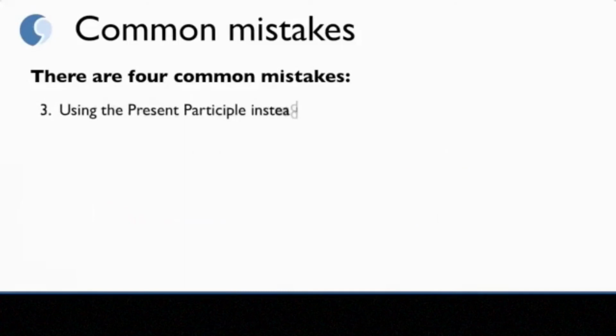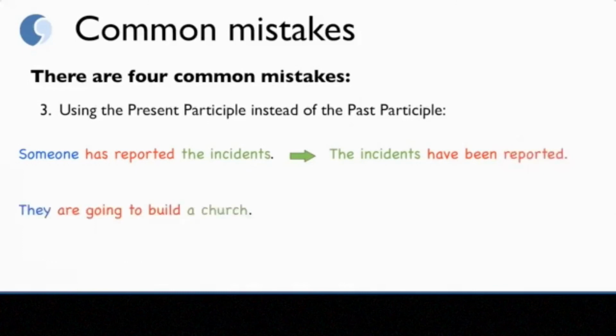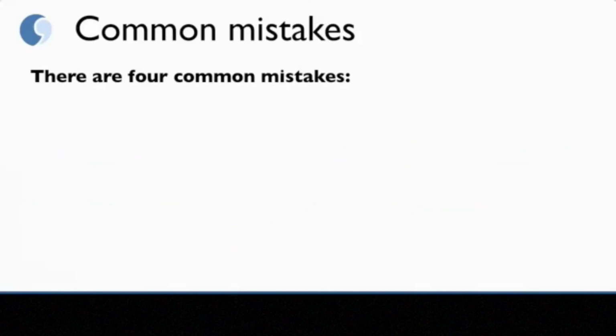The third common mistake, using the present participle instead of the past participle. Someone has reported the incidents. The incidents have been reporting. No. So the incidents have been reported. Or they are going to build a church. You may hear a church is going to be building. But it should be a church is going to be built.